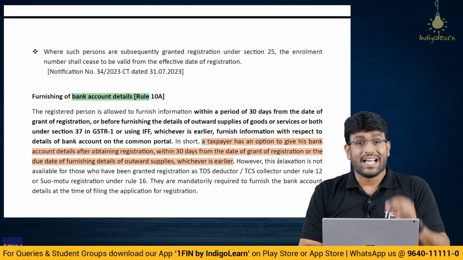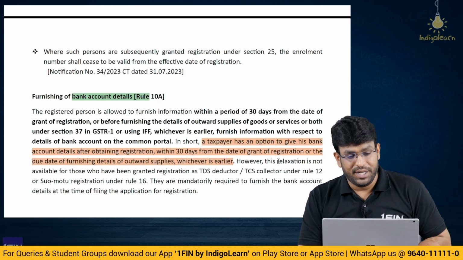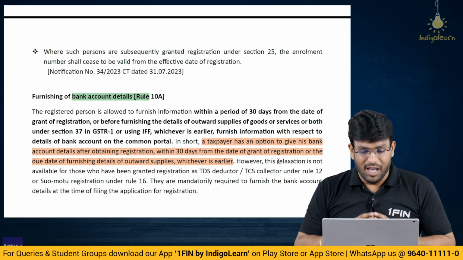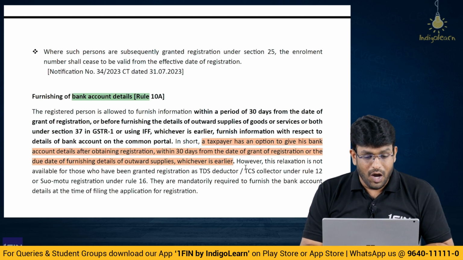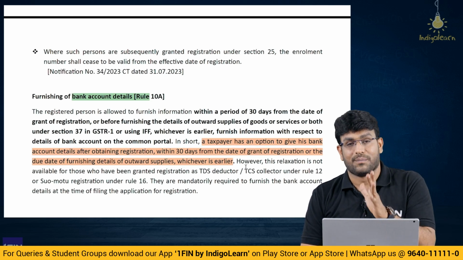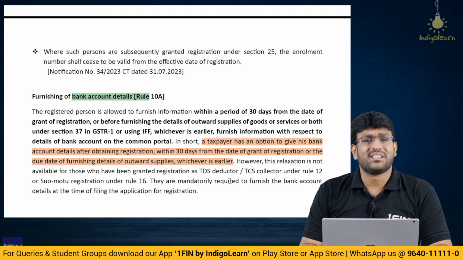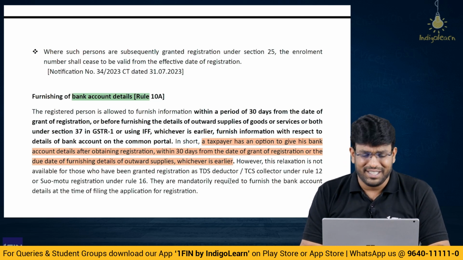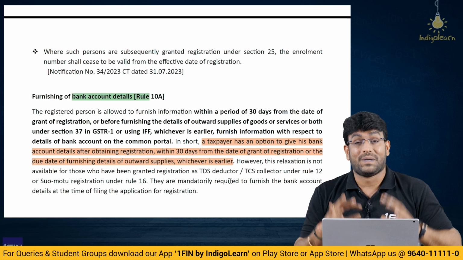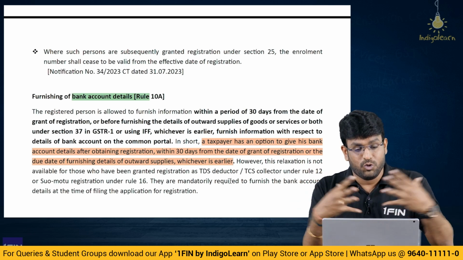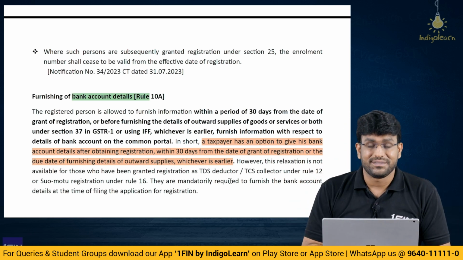So see here. The taxpayer has an option to give bank account details within 30 days from the date of grant of registration or the due date of furnishing outward supplies, that is GSTR-1, whichever is earlier. However, this relaxation is not there for a TDS deductor, TDS collector, or a person who has taken voluntary registration. For those people, this benefit is not there.